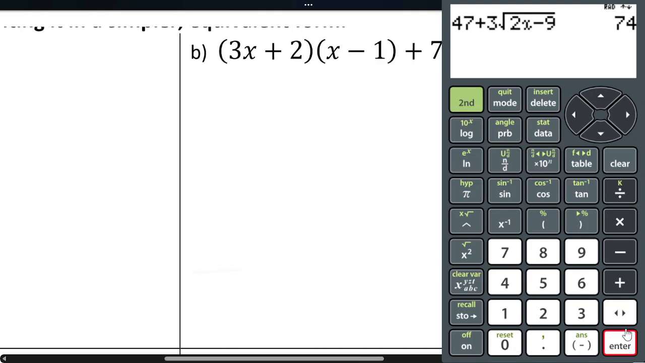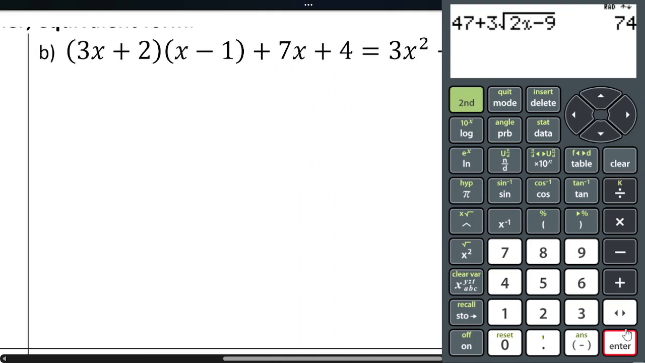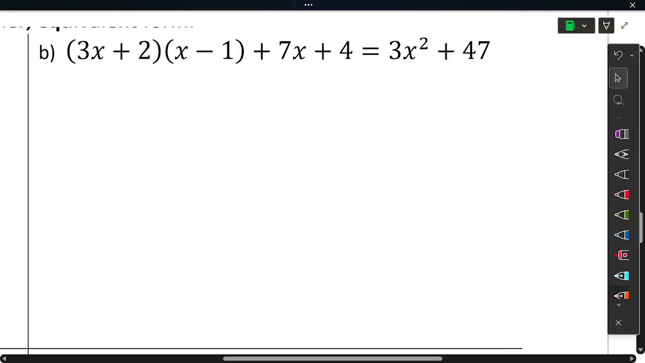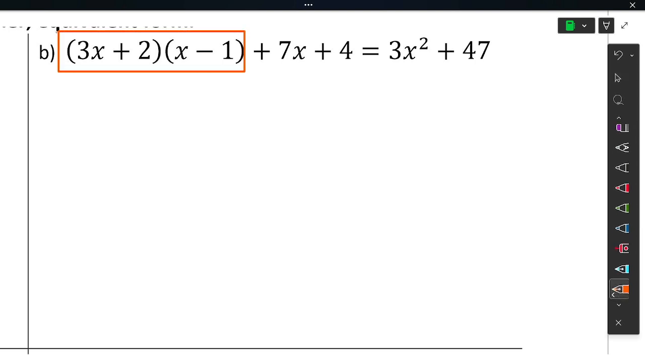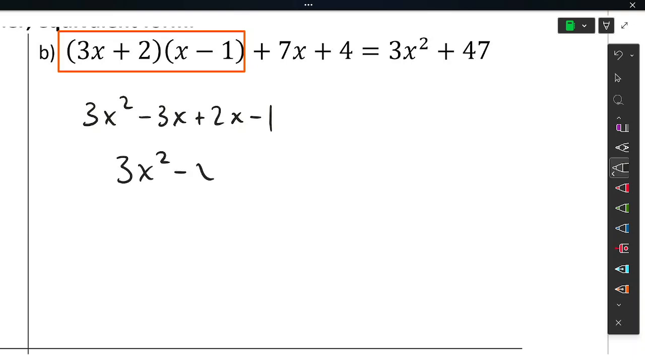All right, let's go to our second equation. For the second equation, a great strategy would be to do a rewrite. If I look at this part on the left-hand side, it's kind of a mess. It's a binomial times a binomial, so I'm going to rewrite that thing. If I rewrite this without a generic area model, I get 3x squared minus 3x plus 2x minus 1, which I can simplify as 3x squared minus x minus 1. So that's just what's inside of that orange rectangle.